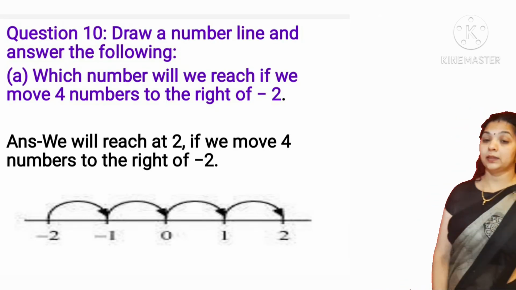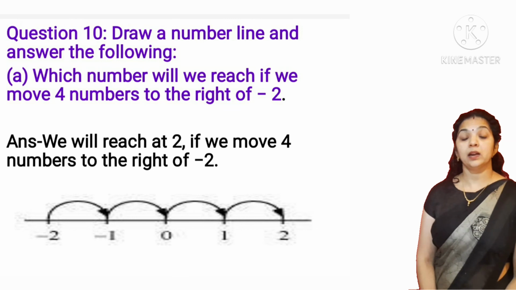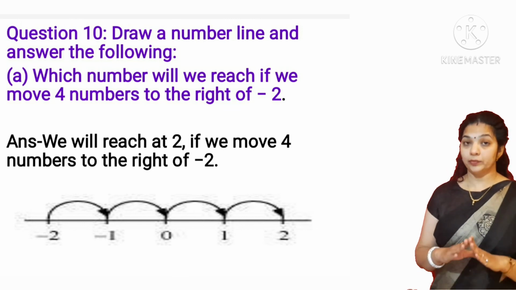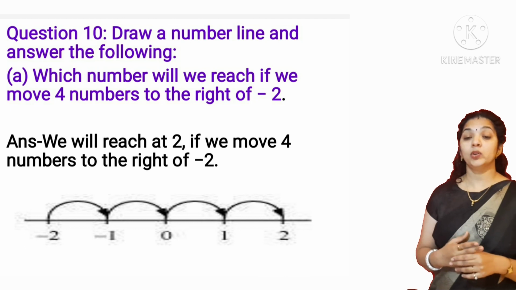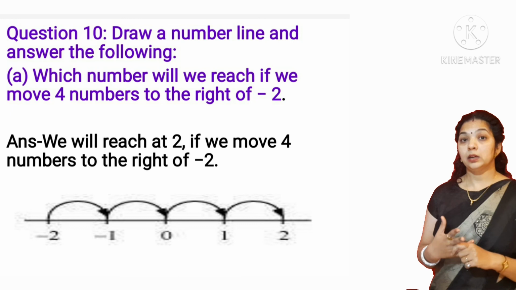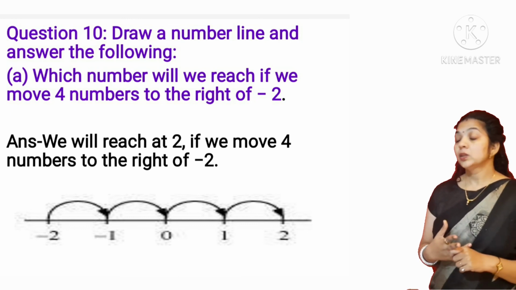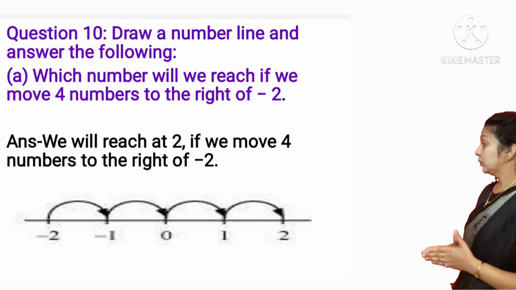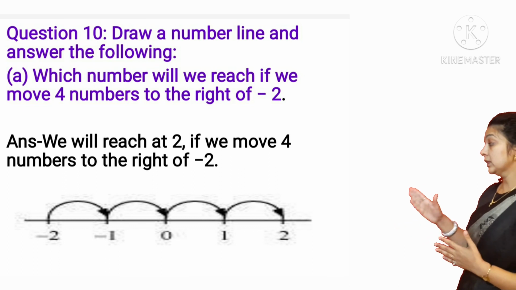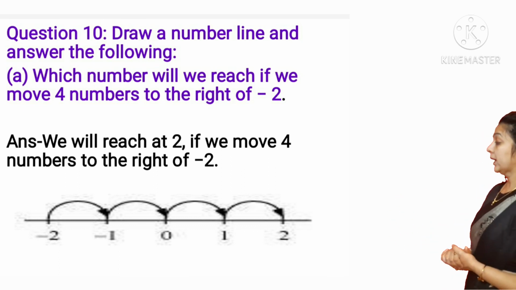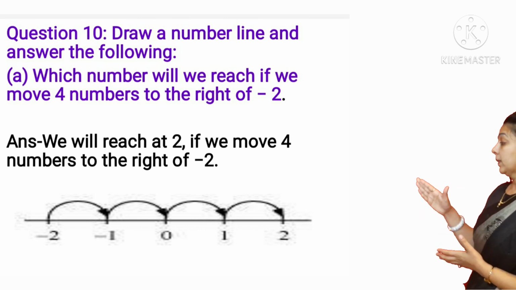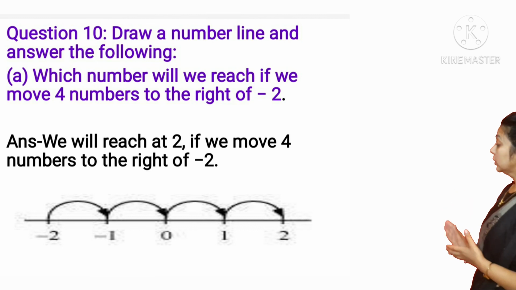Question number 10. Draw a number line and answer the following. What you have to do is draw a number line and then answer the following. The first question is which number will be reached if we move 4 numbers to the right of minus 2. We have to move 4 units to the right of the number minus 2: minus 1, 0, 1 and 2. So we will reach 2.